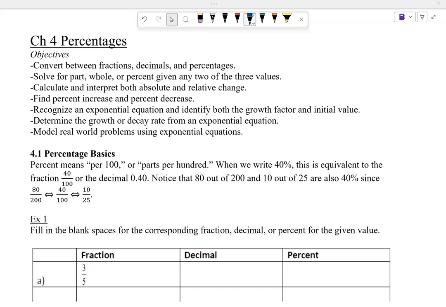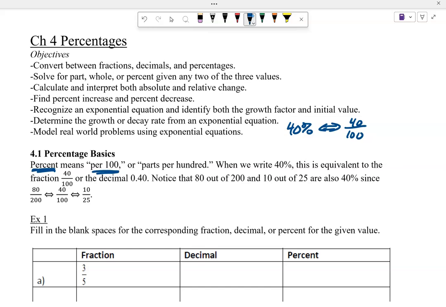We're going to take a look at percentages. So, what does percent mean? Percent. Cent, 100, right? Per 100. So, when you say 40%, that's parts per 100. That's 40 parts per 100.